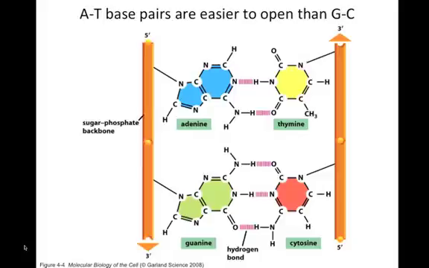So why is it helpful for your origin to have an AT-rich region? What if it was GC-rich? What would happen? It would take more effort. So it would be tighter bonding. It would be harder to open, right? You would want your origin to open easily, right? Makes sense.